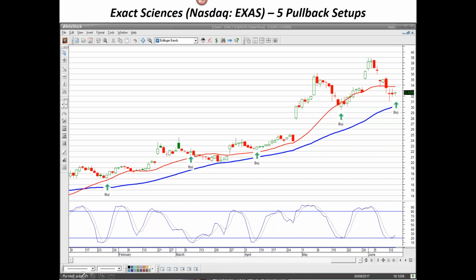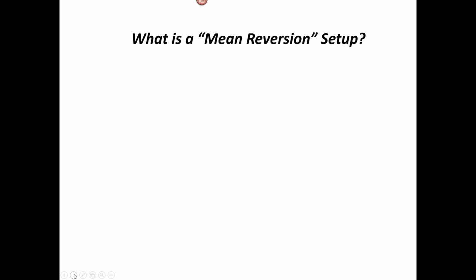Let's look at our second setup, and the one that is in fact more profitable on an ROI basis. It tends to have a little more volatility than the pullback setup, but nonetheless, it works very, very well over time, and I'll show you some statistics here in just a moment.